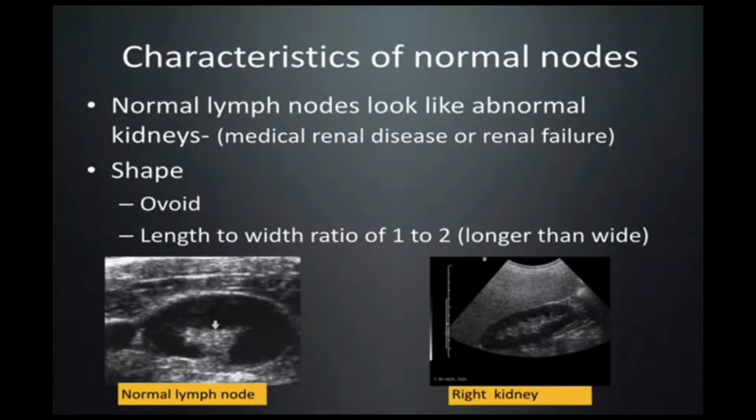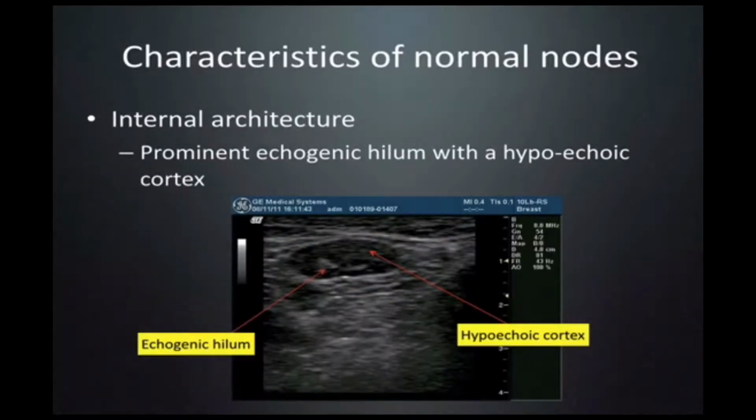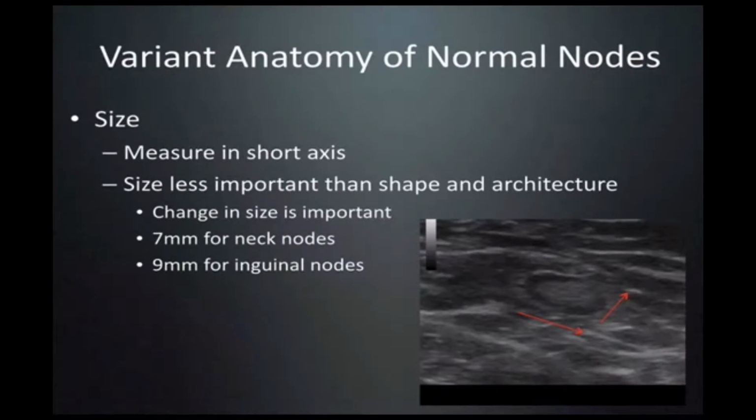If you use a little bit of imagination, you might think that the lymph node actually looks a little bit like a kidney. Here again, you see a lymph node which has its normal oval shape and is approximately 2 times 1 longer than it is wide. You can see the echogenic hilum and the hypoechoic cortex. As you might suspect, there can be a variation in the anatomy of a normal lymph node. There should always be a hyperechoic hilum surrounded by a less echogenic or hypoechoic cortex.